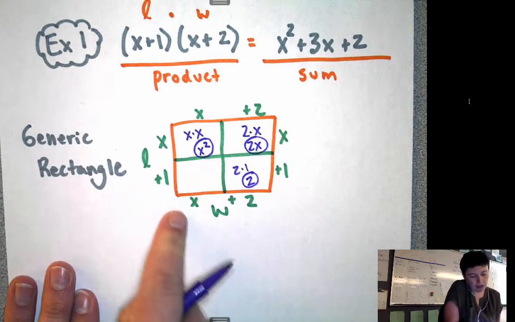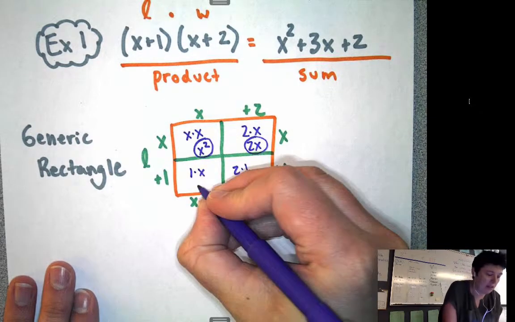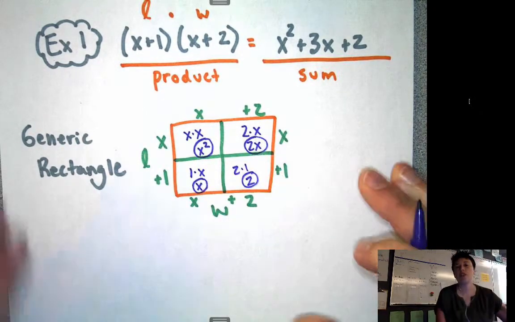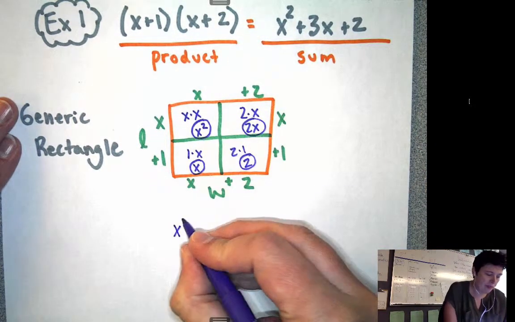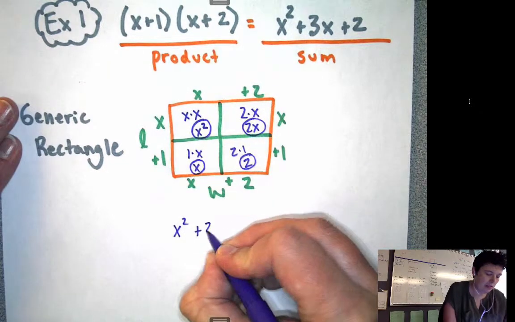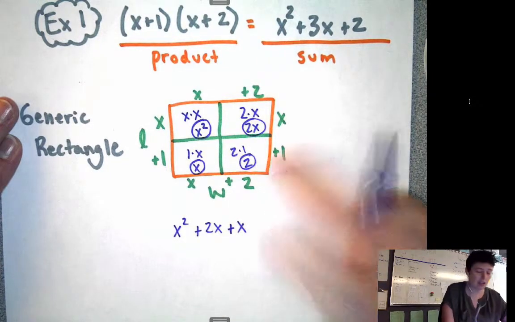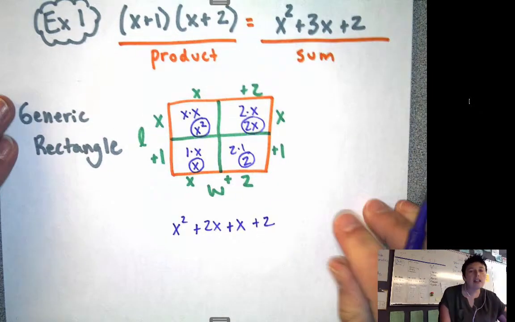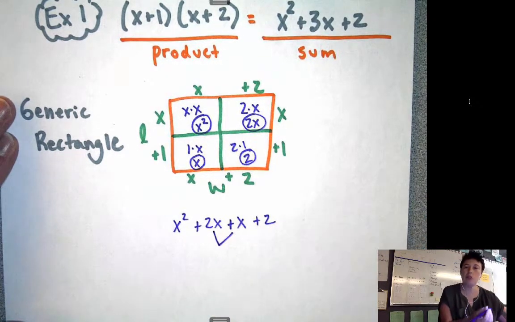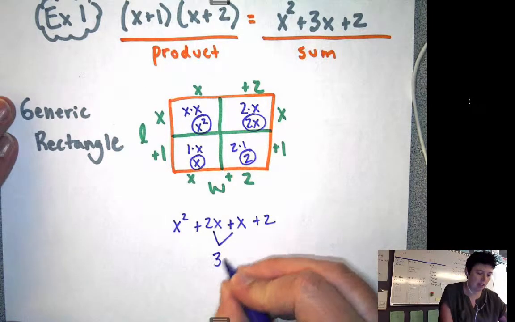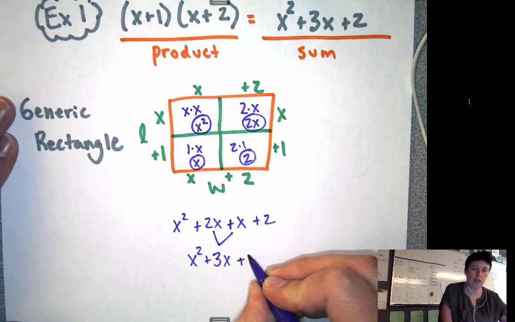And then in this final corner, I have 1 times x, which I know is just x. I'll circle that. So the area of my generic rectangle looks like it's x squared, right there, plus these 2 x's, plus this x over here, plus this extra 2. And I could leave that as my answer, but I could simplify just a tiny bit. I can combine these like terms. 2x plus another x is 3x's. So I have x squared plus 3x plus 2.